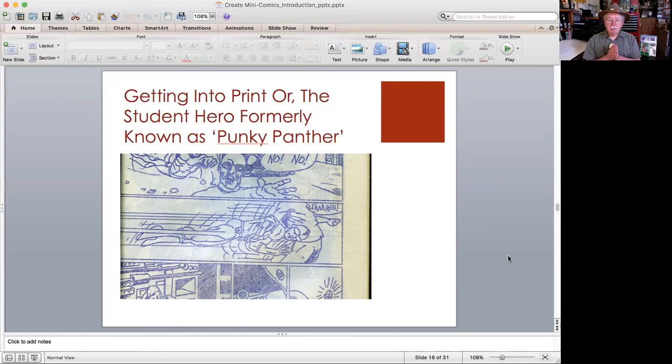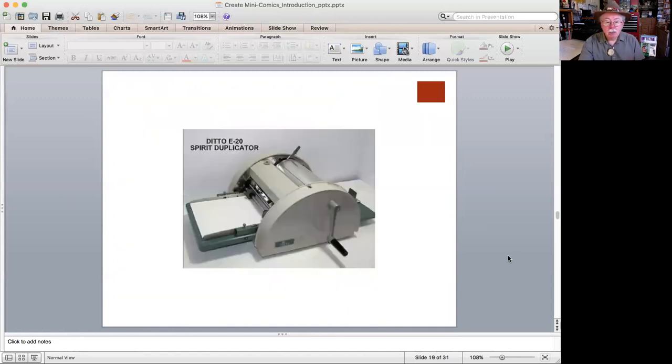A ditto machine was an inexpensive way to produce limited multiple copies of something like a school newspaper. And it was printed on a machine called a spirit duplicator. And this is it. This isn't the exact one, but this was the kind of machine. It was a hand crank, and you cranked out the copies that were used to produce the comics.